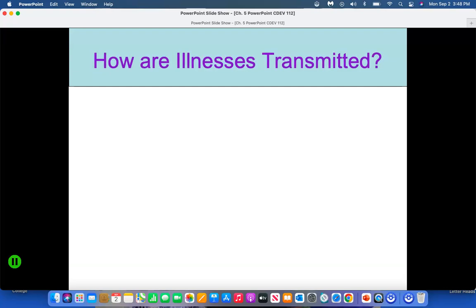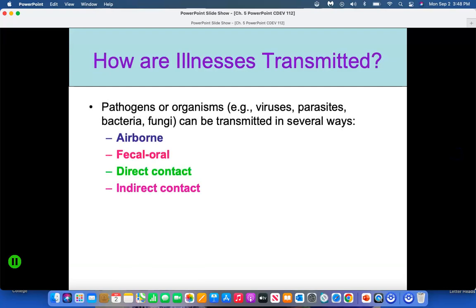So how are illnesses even transmitted? So pathogens, like we were talking, or organisms, for example, viruses, parasites, bacteria, those are examples, can be transmitted in several ways. They can either be airborne, through the air, right? For example, coughing, sneezing. They could be fecal oral, which means they get something on the hands and it goes into the mouth, especially if you're changing toddlers, infants. So you definitely want to wash your hands after that.